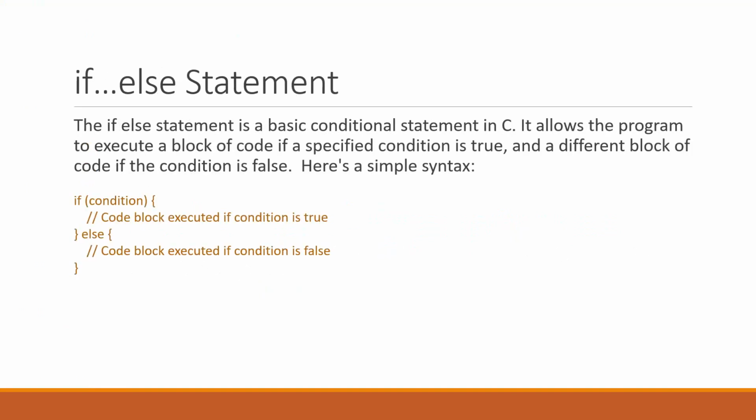The if-else statement is a basic conditional statement in C. It allows the program to execute a block of code if a specified condition is true, and a different block of code if the condition is false. Here's a brief explanation. The if statement evaluates the condition. If the condition evaluates to true, the code block associated with the if statement is executed. If the condition is false, the code block within the else statement is executed instead.